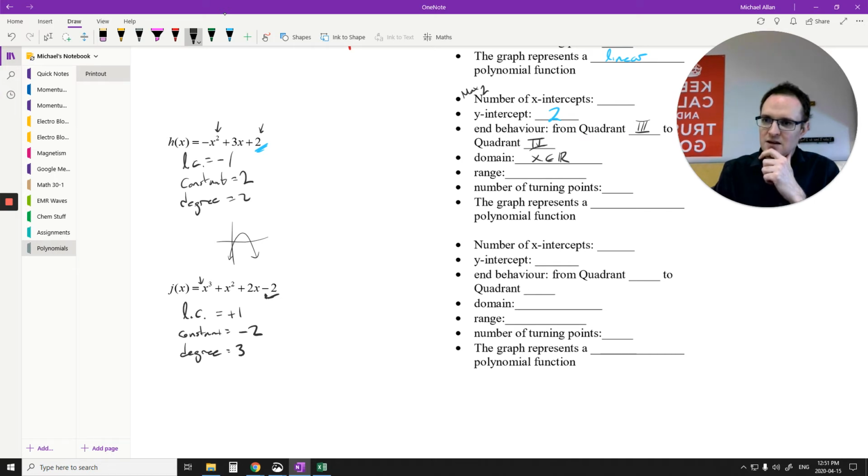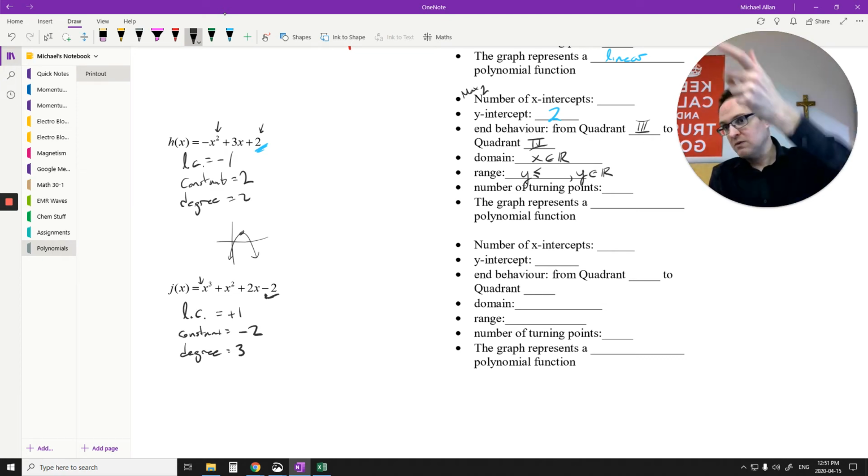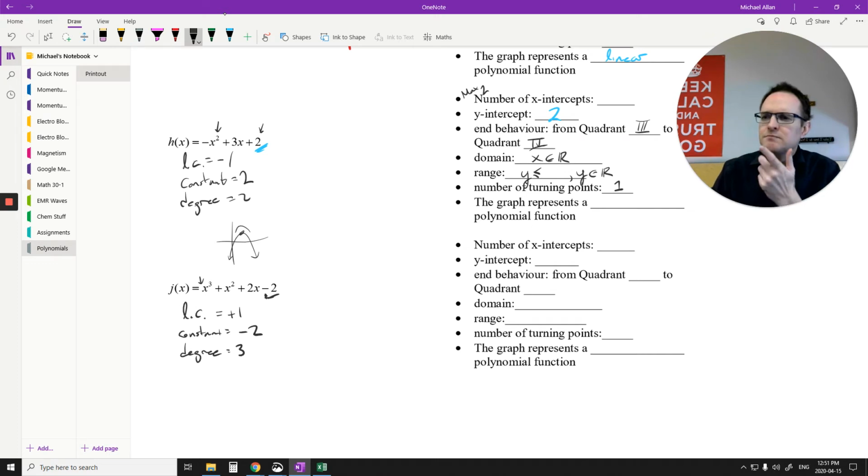Domain is x ∈ ℝ. My range, I'm going to have to know what this top point actually is. What I know so far is that it has to be less than or equal to some number because it's opening downwards. But we can see that from the graph later. Turning points, got to have 1. It's got to go up and then back down. All quadratics do that, and this is a quadratic, like I was saying.